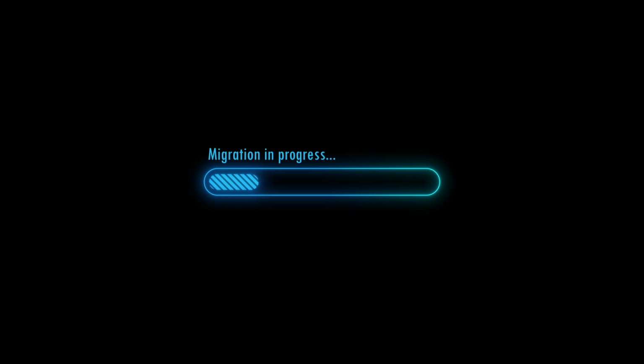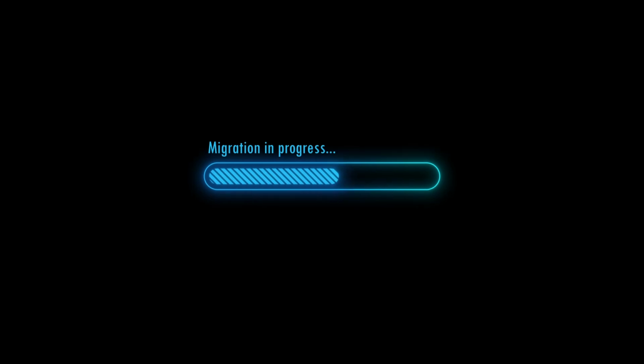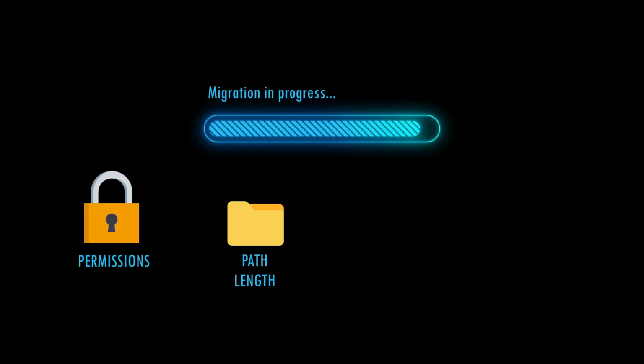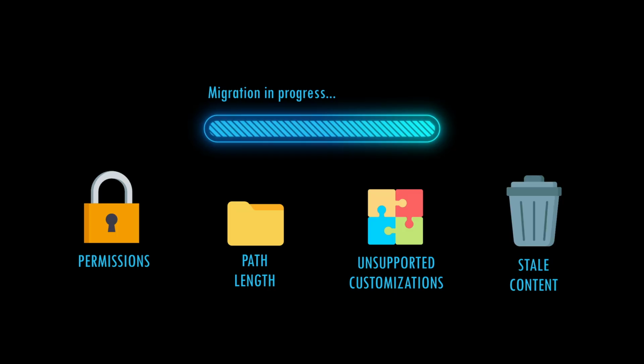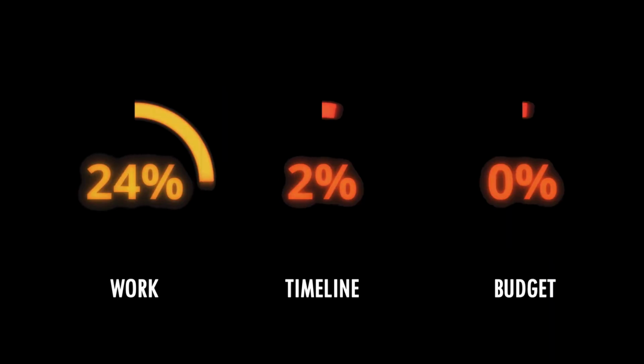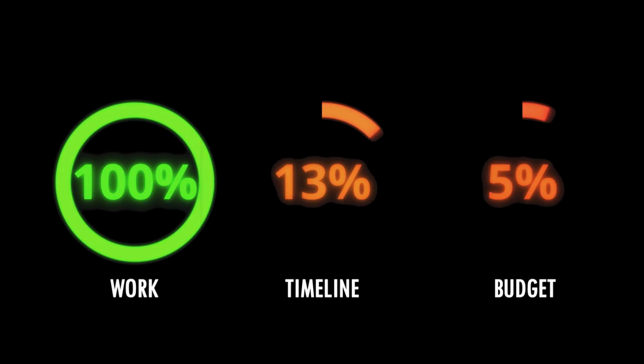Here's what happens. Teams often discover more issues than expected during migration, especially around permissions, path length, unsupported customizations, and stale content. That's how scope creep happens. The work grows, but the timeline and budget don't.